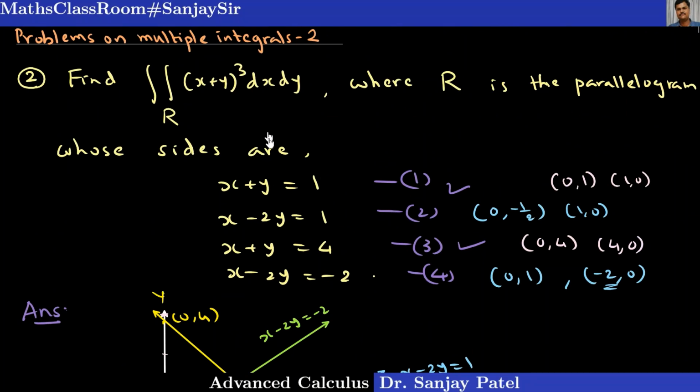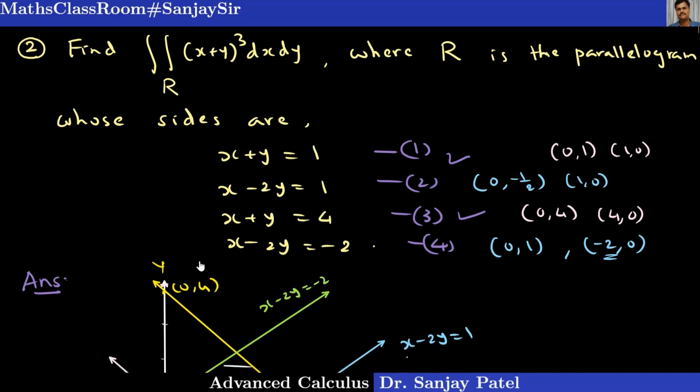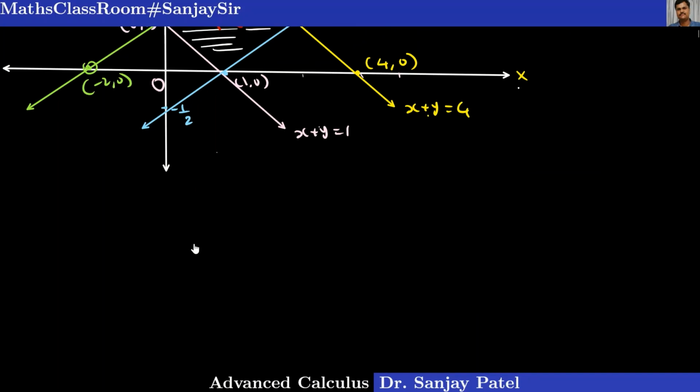See, change of variables is done by some observation which makes the problem easy. Like here, x plus y appears at many places, in this function as well as here, and x minus 2y appears in these two equations. So let me take a substitution: let x plus y is equal to u, and x minus 2y is equal to v.